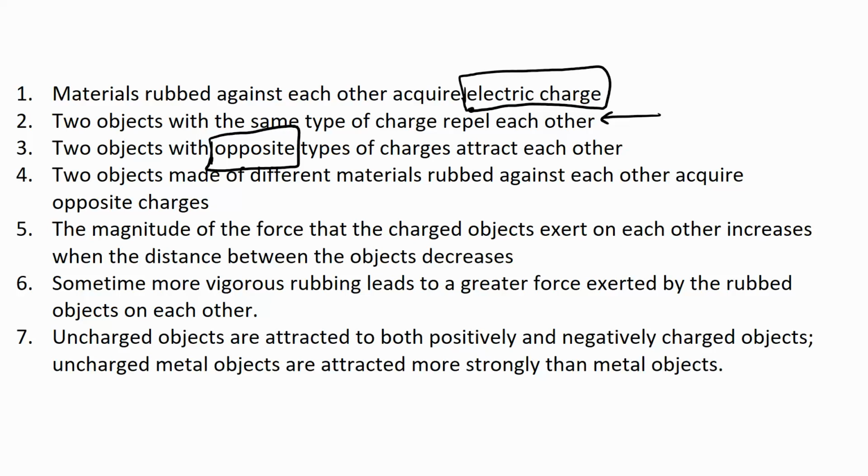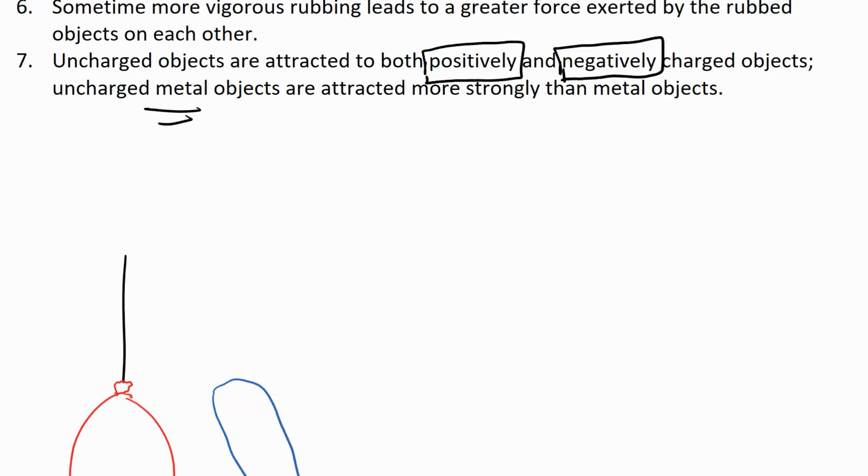Sometimes more vigorous rubbing leads to a greater force exerted by the rubbed objects on each other. So if you rub more, you seem to transfer more charge, you seem to charge them more. And uncharged objects are attracted to both positively and negatively charged objects. We've already kind of jumped ahead here a little bit. Instead of just calling them opposites, we're going to take this idea that one is a positive charge, one is a negative charge. And metal objects seem interesting. We're going to return to that in a little bit.